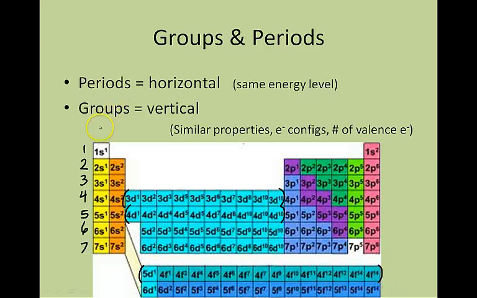The vertical groups actually have more in common. So each column here represents a different group, and these groups tell you a lot about the elements within them. They tend to have similar properties. Their electron configurations, as you can kind of see here, all end in the same configuration, and that's why they have similar reactivity and similar properties. And they also have similar numbers of valence electrons.